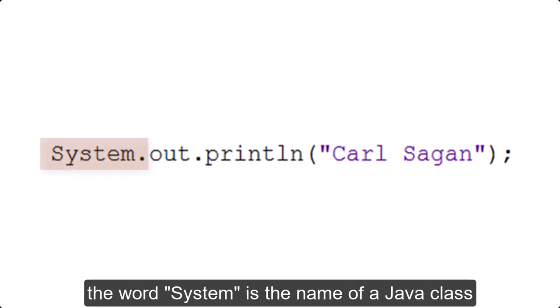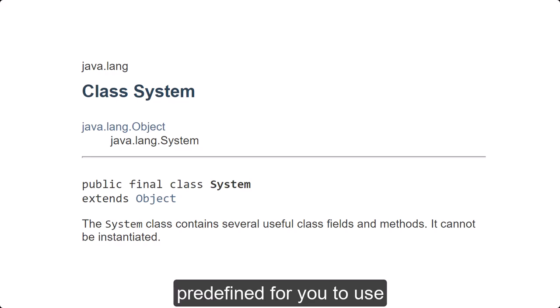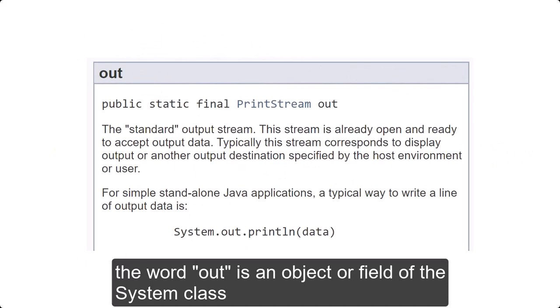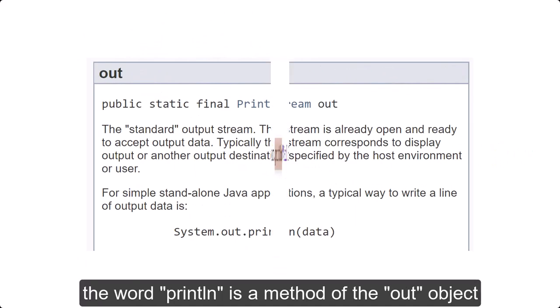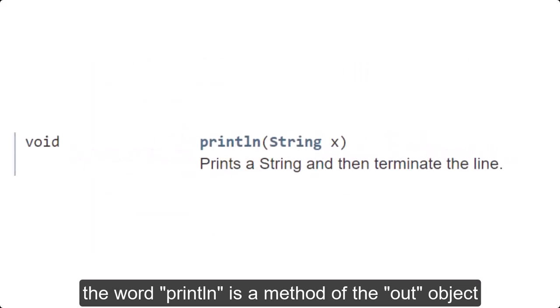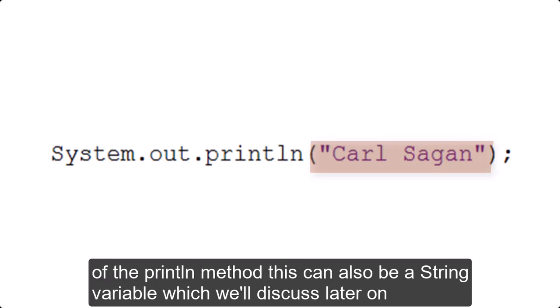The word System is the name of a Java class, predefined for you to use in writing Java programs. The word out is an object or field of the System class. The word println is a method of the out object. The part inside the parentheses is a string literal, which is a parameter or argument of the println method. This can also be a string variable, which we'll discuss later on.